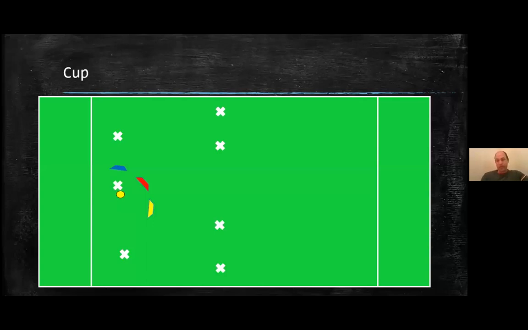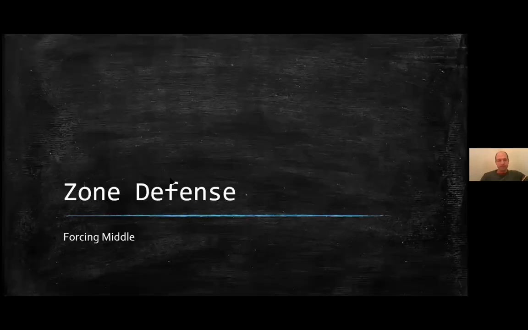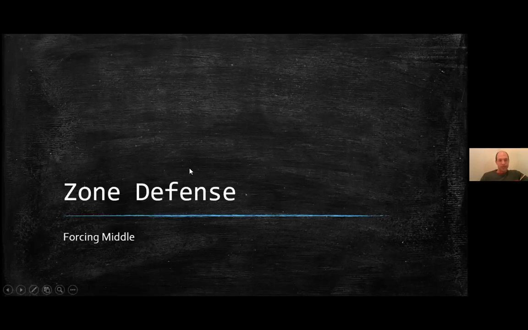And the other reason you might want to play a different kind of zone is because your strengths as a team are better suited to it. So I'm going to show a forcing middle zone, which has some similarities to the traditional zone Jen just went over, especially in the mids and the deeps. The cup is really where the differences are. So let's see how it looks.